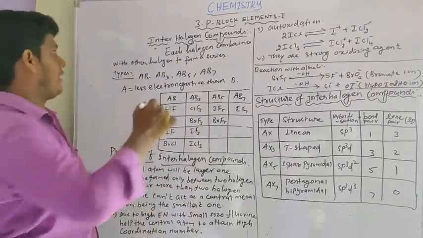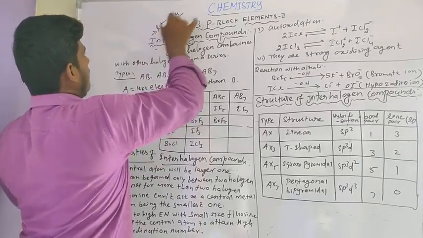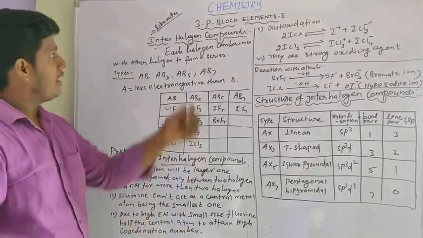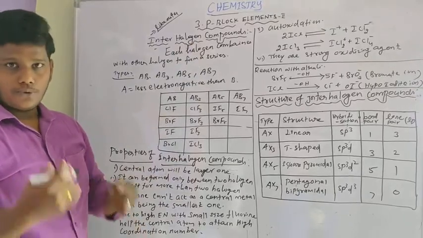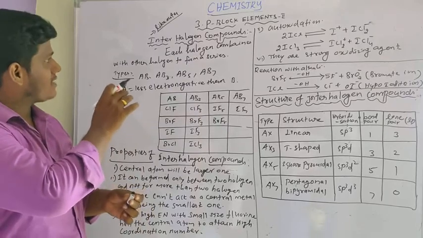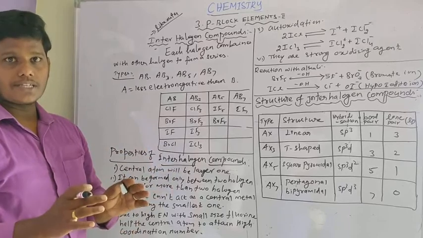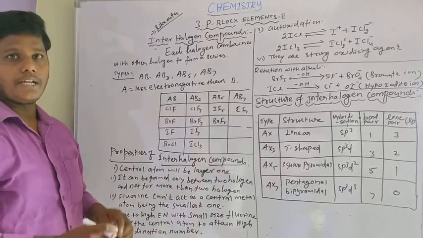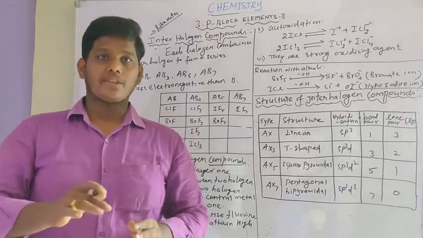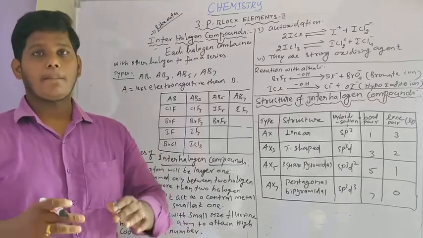Inter means between two molecules. Halogen means fluorine, chlorine, bromine, iodine. So between two halogens forming compounds is called an interhalogen compound. The definition: each halogen combines with another halogen to form several compounds.